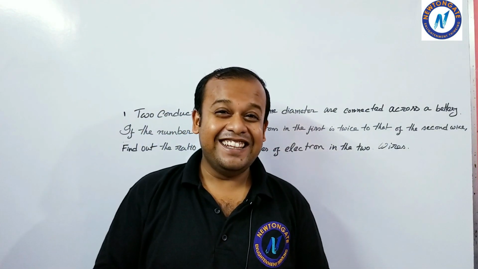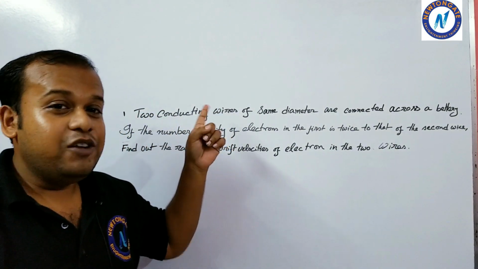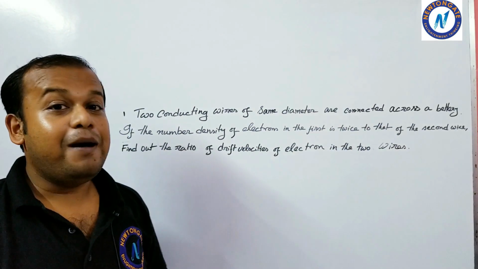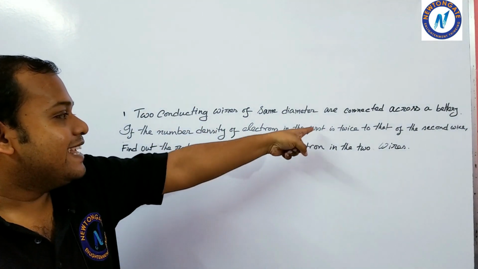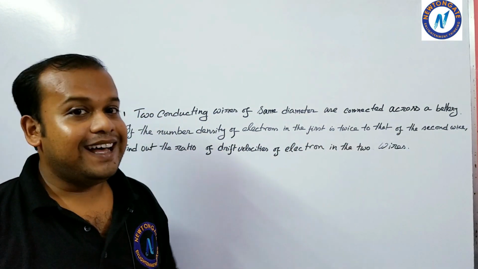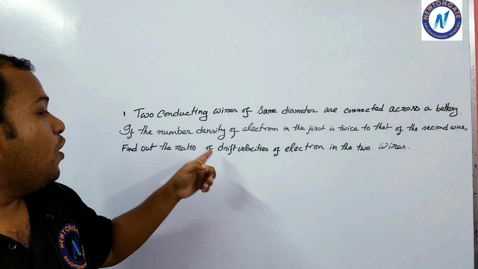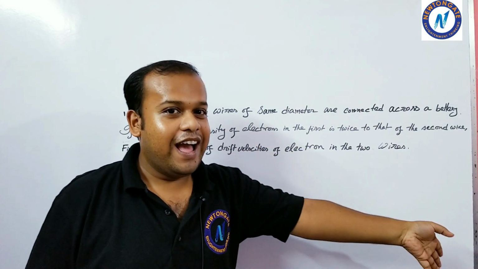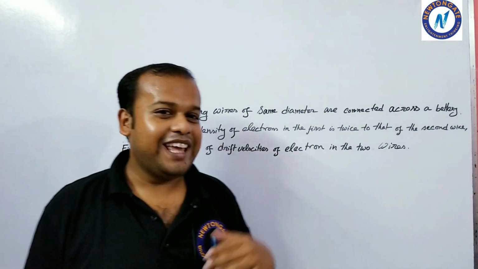So in the next question, the question says that two conducting wires of same diameter are connected across a battery. Now, if the number density of electrons in the first wire is twice that of the second wire, then we have to find out the ratio of drift velocities of electrons in the two wires. That is what we are required to find out. So let us see how to calculate this one.